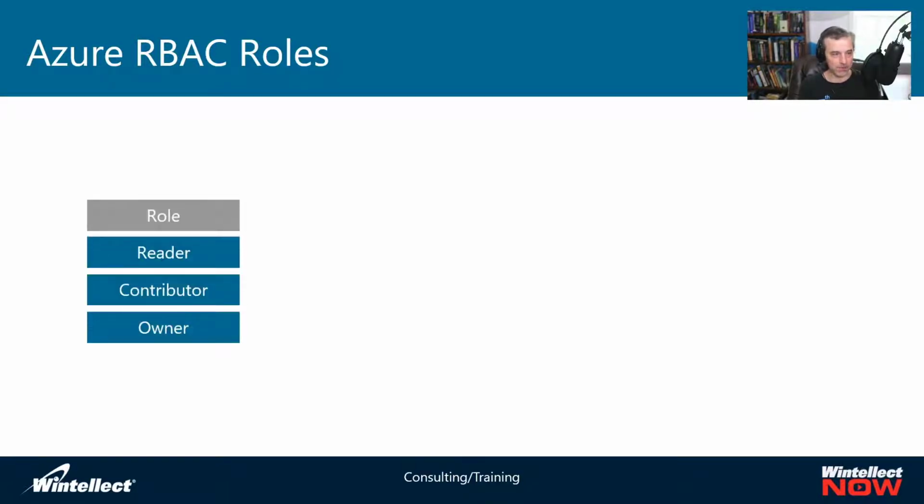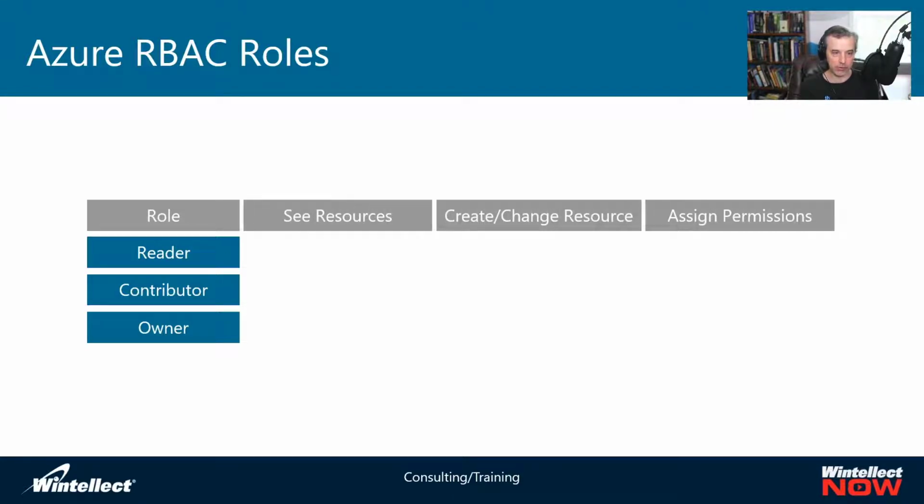And there are fundamentally three roles in Azure. There's a reader, contributor, and an owner. And these different roles have different abilities. They can see resources, change resources, and change or create resources, and assign permissions to resources. And with each one of these different roles, you get a different level of access.